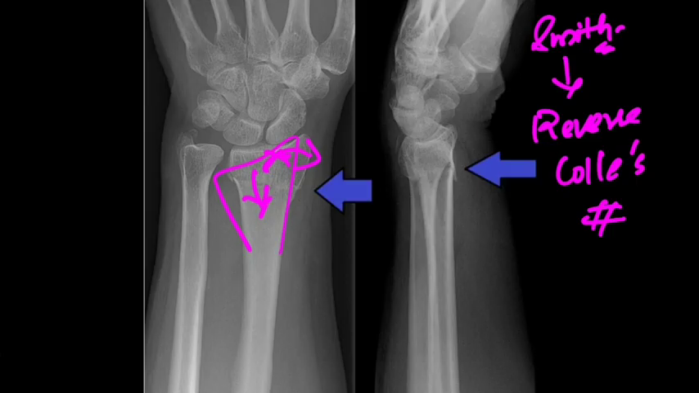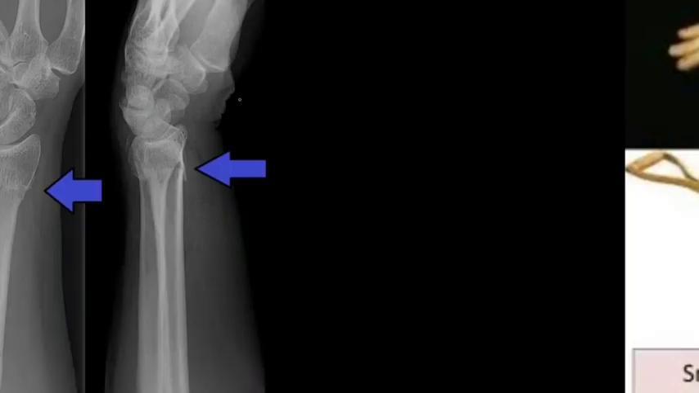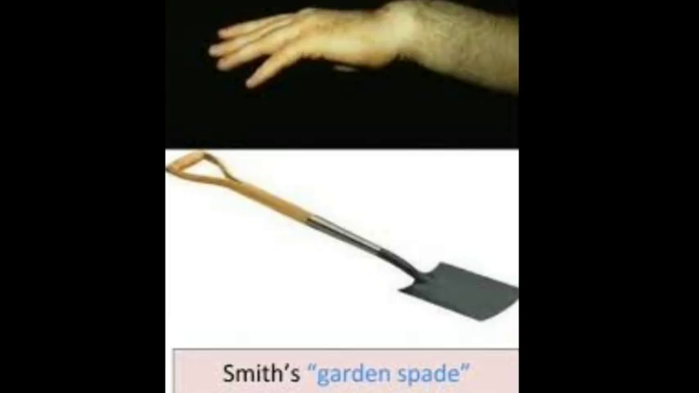Mechanism of action: when the person falls on a flexed wrist, this Smith's fracture can occur. And if this is not reduced properly, the person is going to have a garden spade deformity. This is a garden spade, so the hand will look like a garden spade deformity.